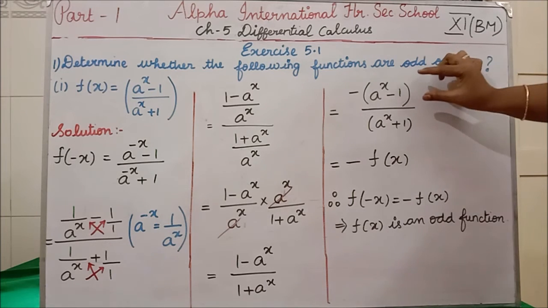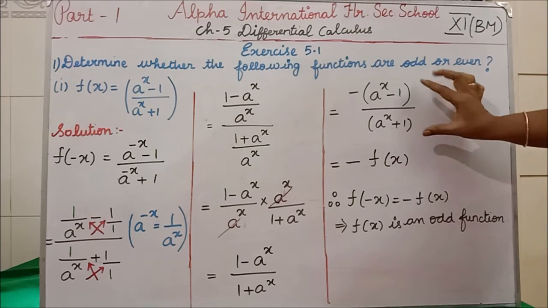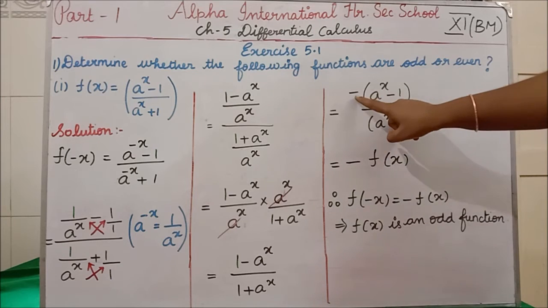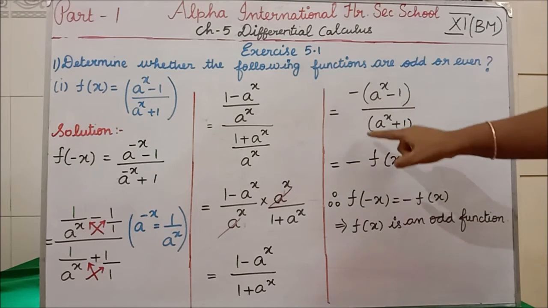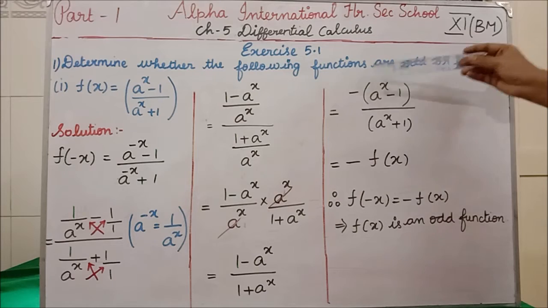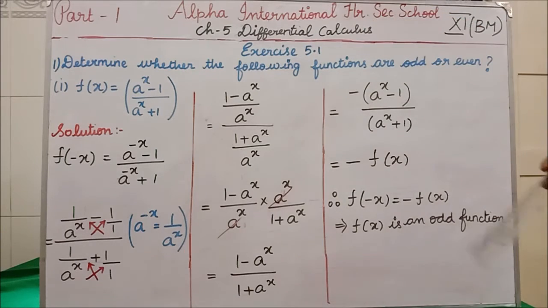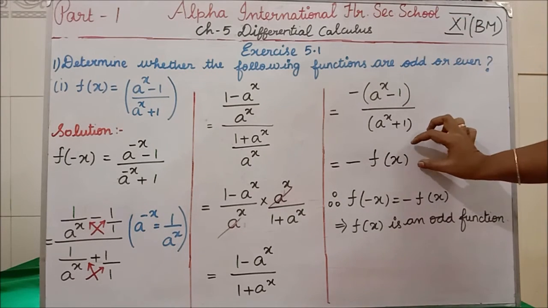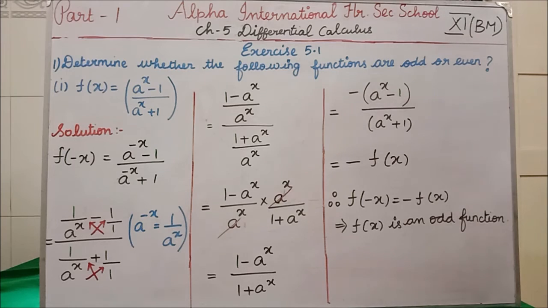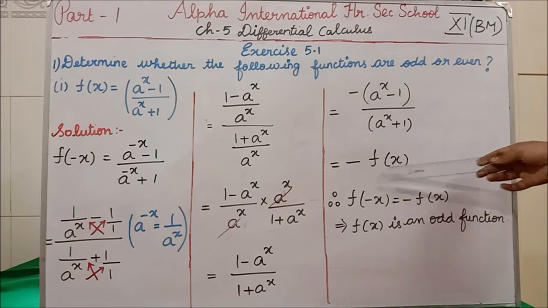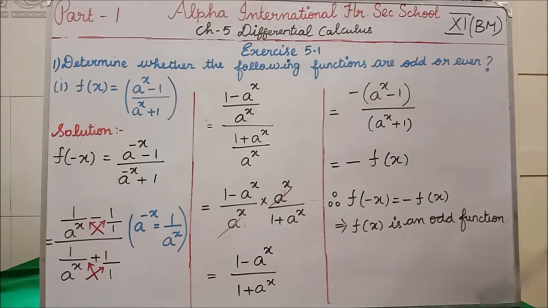Now you see a power x minus 1 divided by a power x plus 1 is what? I am writing this minus here. Then this full term is what? That is our question, f of x. So this full term I am writing f of x. Now first we have written f of minus x. So f of minus x is equal to minus f of x we have got. Therefore f of x is an odd function. Clear? This is very simple and easy.